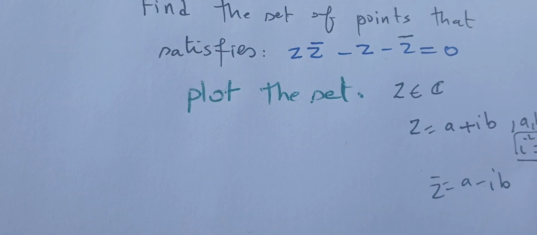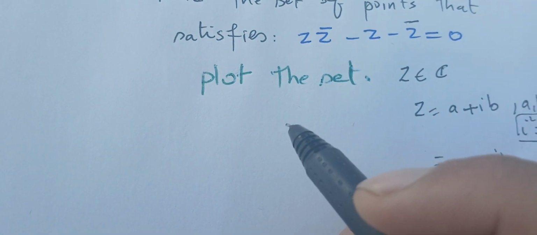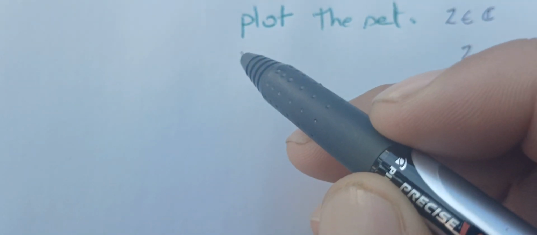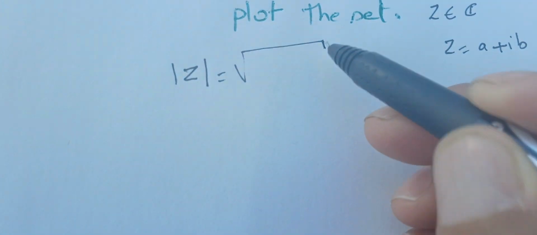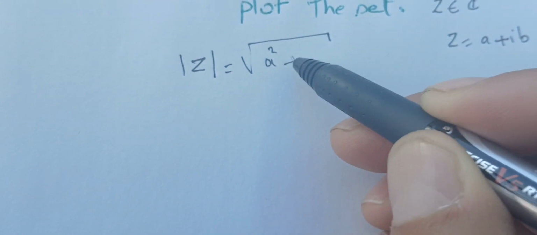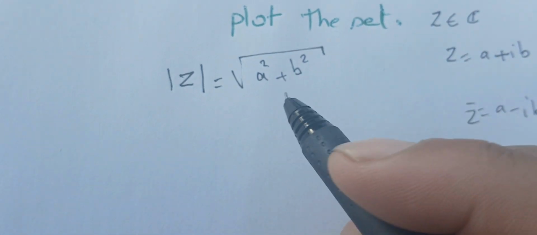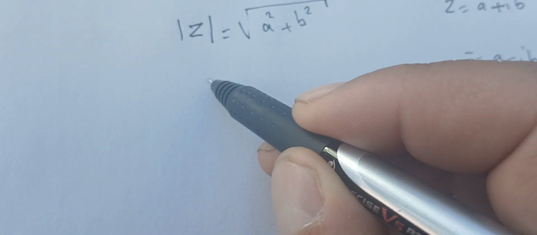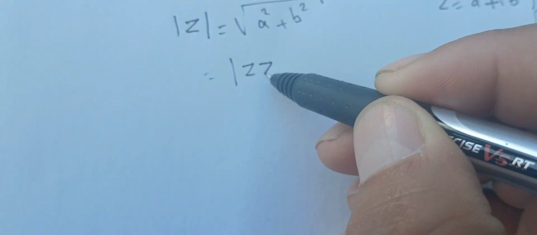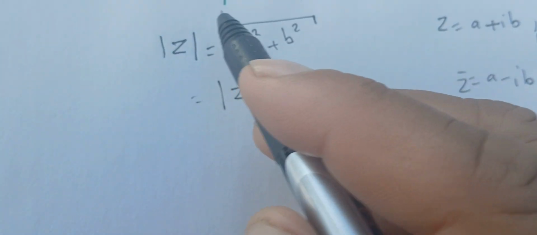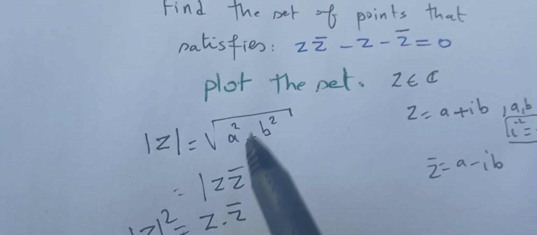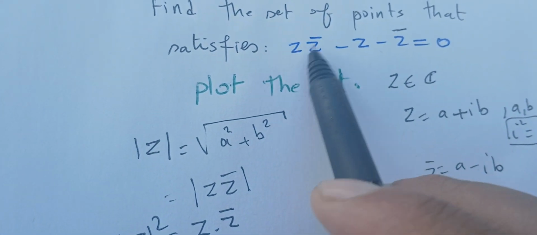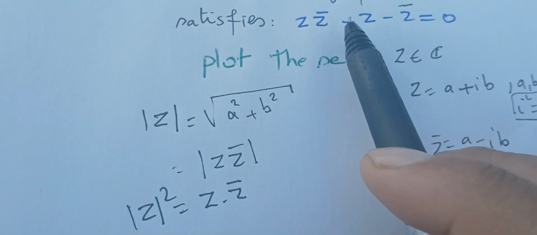Another way that we can do is that we can proceed directly. We can remember that the modulus of any complex number z is the square root of the real part squared plus the imaginary part squared. And we know that the modulus squared of z is z times z bar. So now we can use that here and simplify this expression.